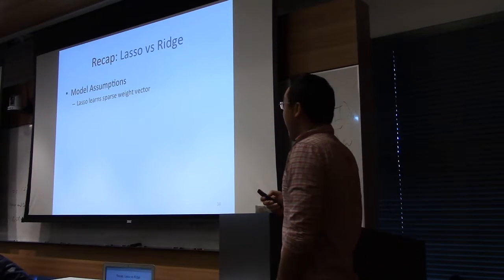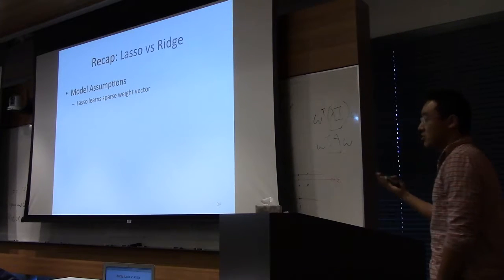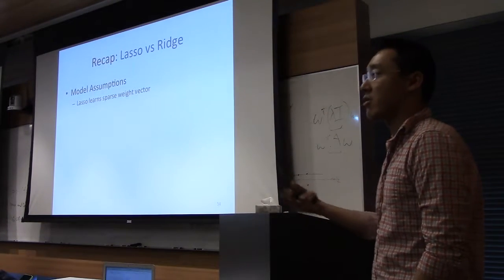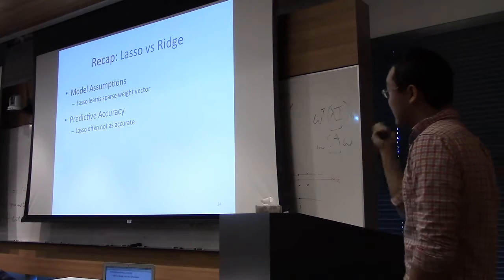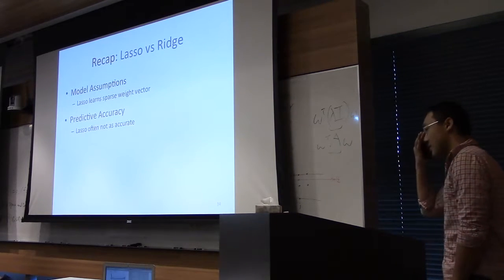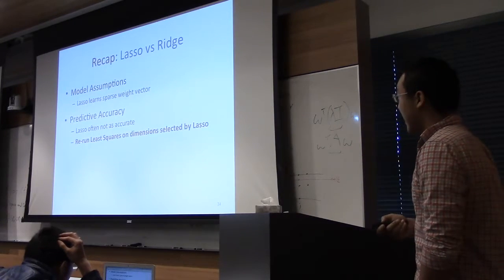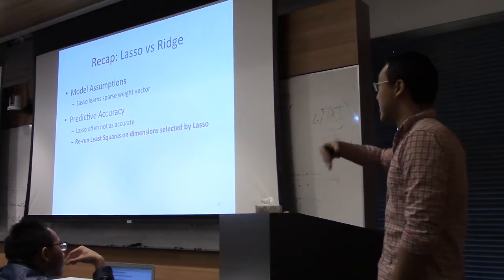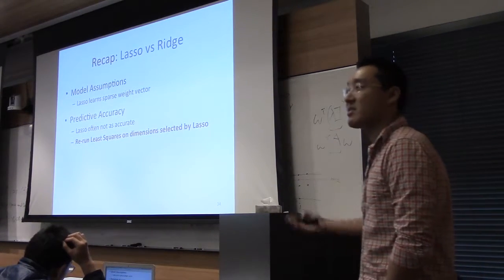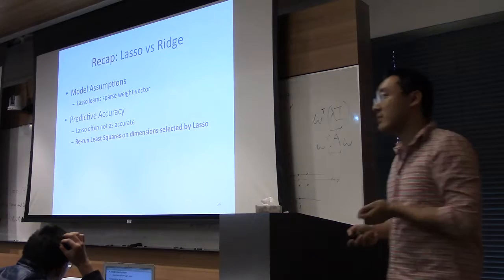Okay, so just a recap. Today we talked about lasso versus ridge regression. When you choose different regularization penalties, you're implicitly making some modeling assumptions about what is a good model class to train over this data set. Lasso learns a sparse weight vector, ridge regression does not. In terms of predictive accuracy, oftentimes lasso doesn't give you a very accurate model, and so people usually rerun least squares on the dimensions selected by lasso as a second step in practice, because lasso doesn't make many guarantees on the square loss. The guarantee of lasso was recovering the support of the true model, if there is a true model that's sparse.